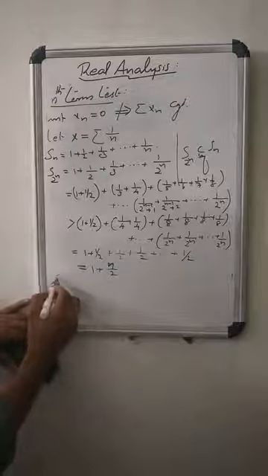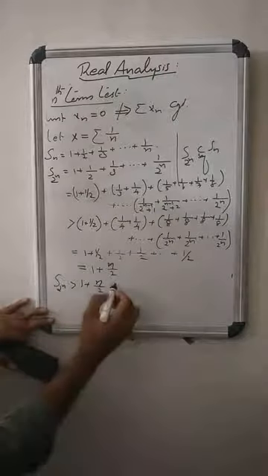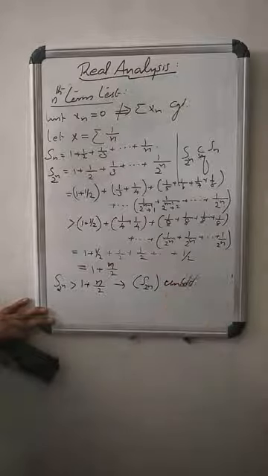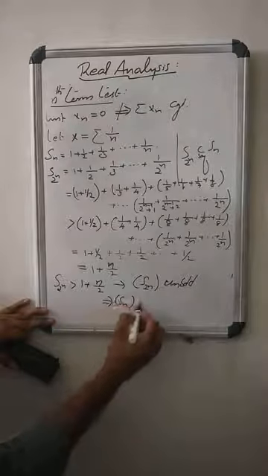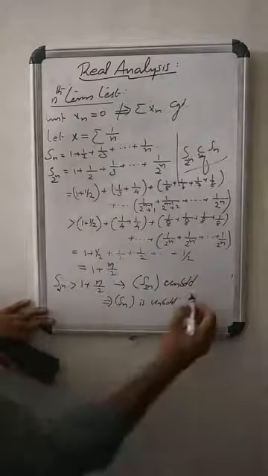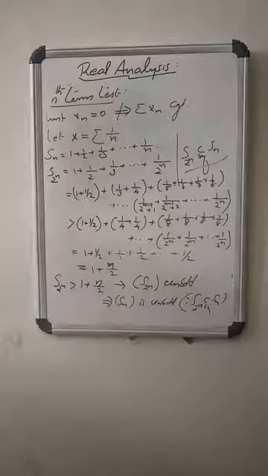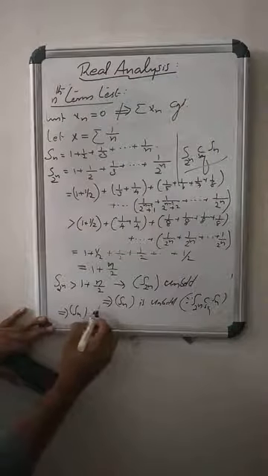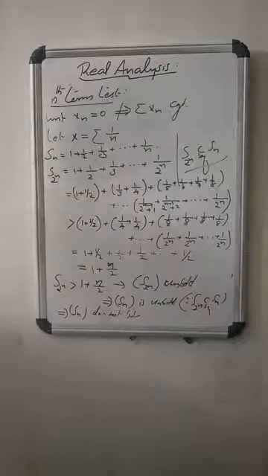So S2 power n is strictly greater than 1 plus n by 2. Its meaning is the sequence S2 power n is unbounded. It is unbounded. So S2 power n is a subsequence of Sn. Clearly the sequence Sn is unbounded because S2 power n is a subsequence of Sn. Okay. Sequence Sn is unbounded means Sn does not converge. It does not converge.